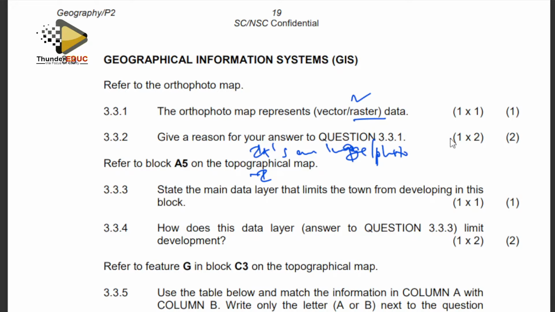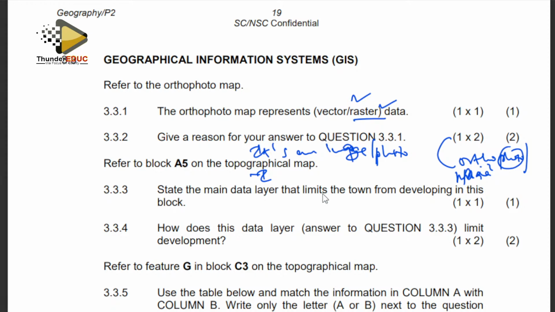Where is it coming from? From that word, orthophoto, meaning that it's a photo. A photo is in the form of pixels, and when you talk about pixels, you are referring to raster data. Okay, it's an orthophoto map. Or you can say it is made up of pixels. So that is evidence enough.